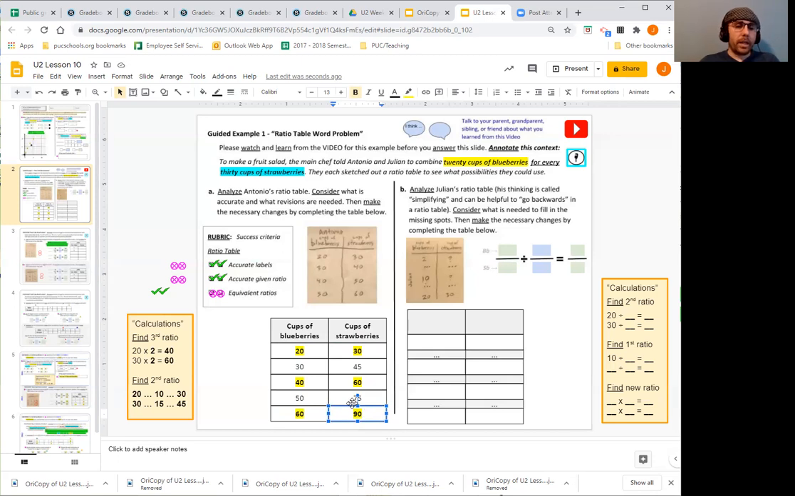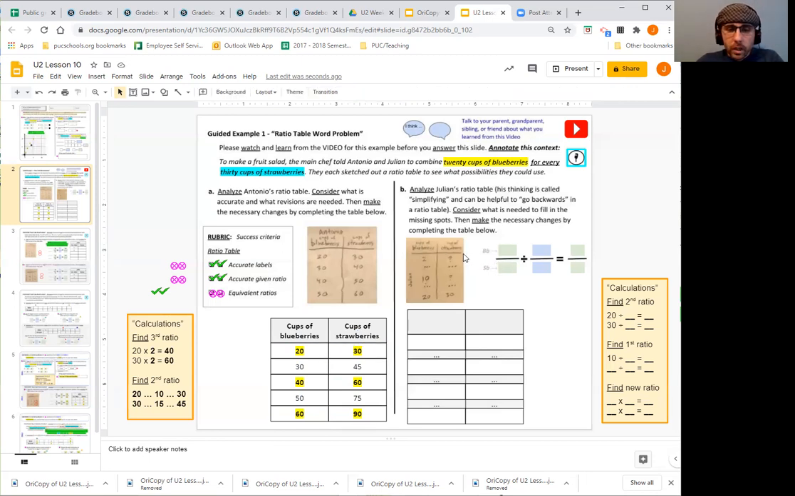All right, so now let's take a look at Julian's ratio table. And before I go on, I recommend again that you pause the video so that you can fill in any notes that you missed. You don't need to bold or highlight the numbers that I did. That's just so that we can see the pattern of what it would look like if we were counting by just those numbers.